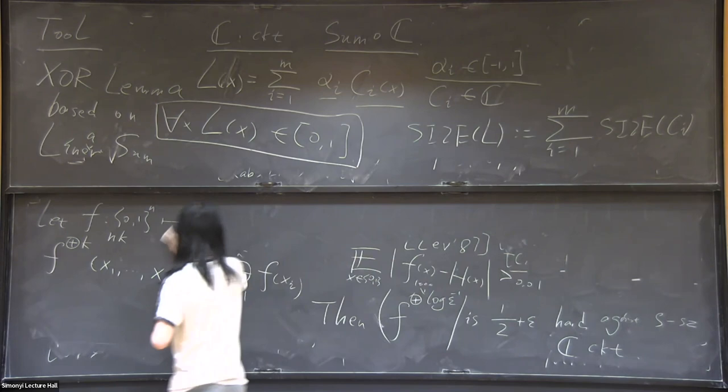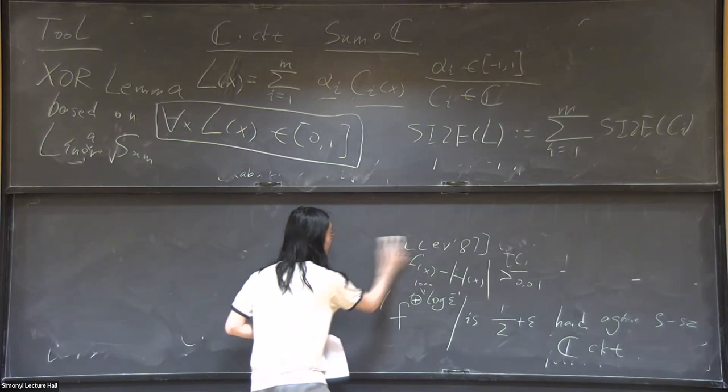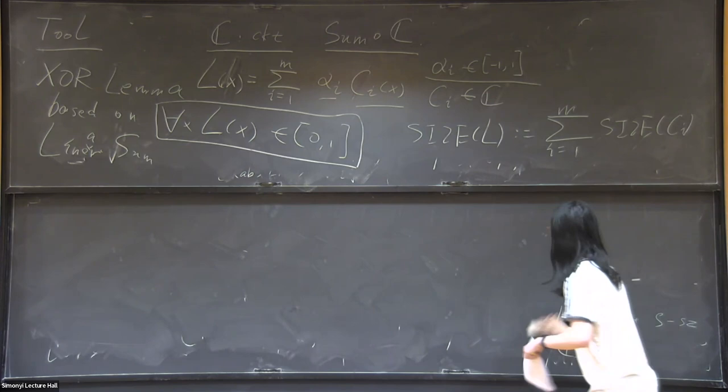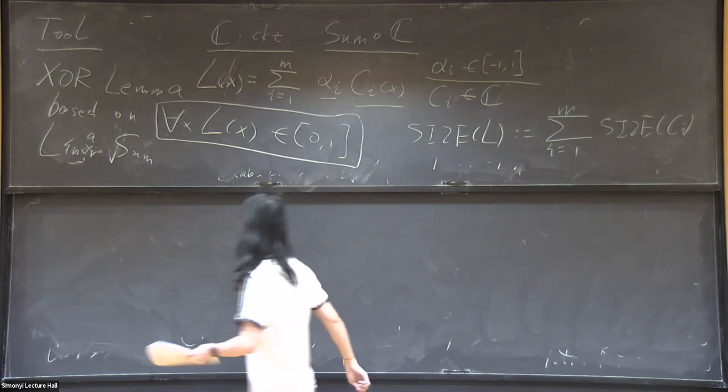But I really like the connection. So yes, you can play with different norm conditions on L, and that's very important for the derandomized XOR lemma to work. But I'm not telling you that.